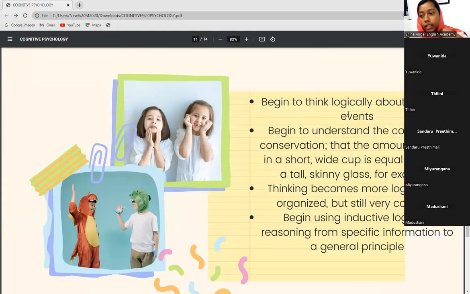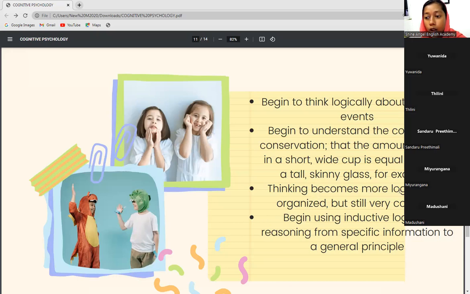Next one is begin to think logically about concrete events. And the glass is a cube again. The same amount, there's no difference. Right? They begin to understand the concept of conservation, that the amount of liquid in a short wide cup is equal to that in a tall glass, for example.